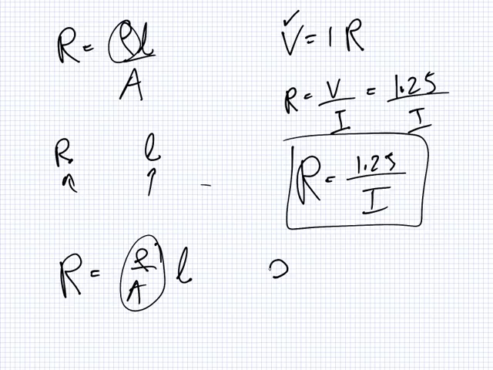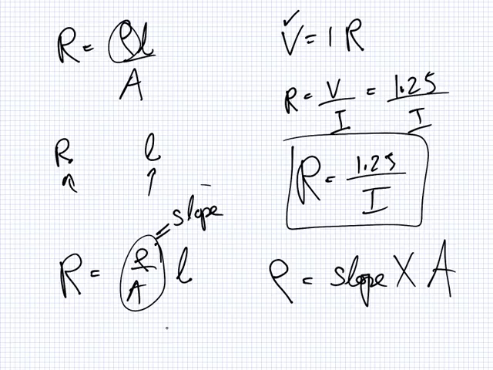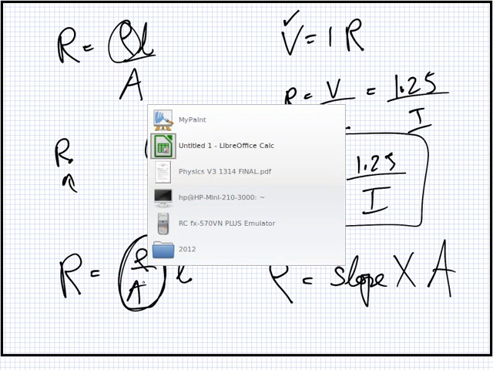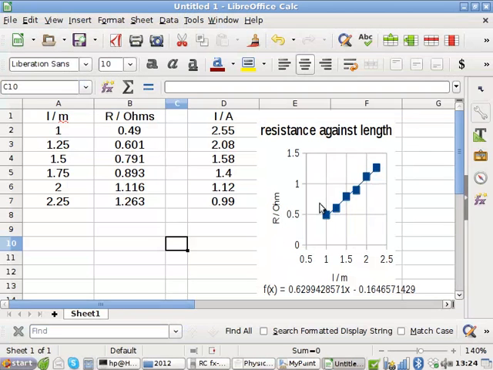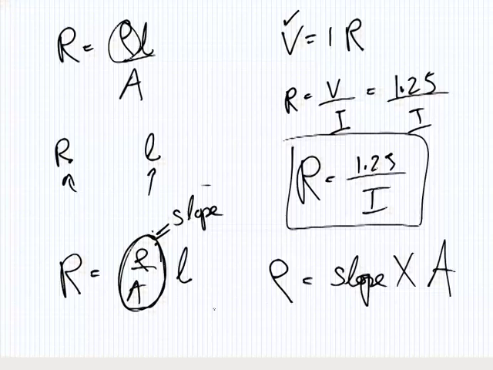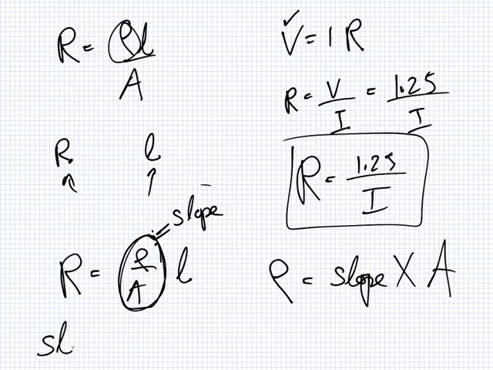So then the rho will equal the slope multiplied by A, because this is equal to the slope. So if this is the slope, then rho is the slope multiplied by A. I need both the slope and A. Now I have the slope. The slope is 0.63. How will we find it?